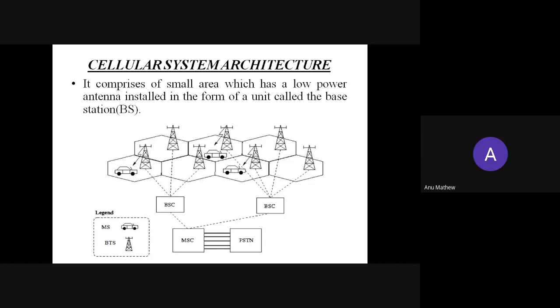So in this figure, many cells which are located with the antennas, those base stations are connected to BSC, and different BSCs are connected to MSC, and that MSC is connected to PSTN. So that we already saw in the GSM architecture.